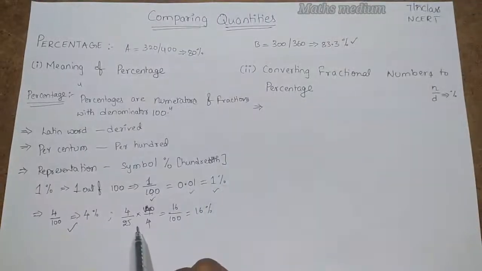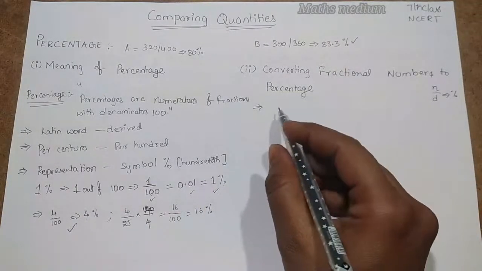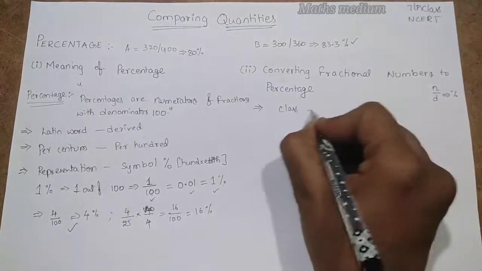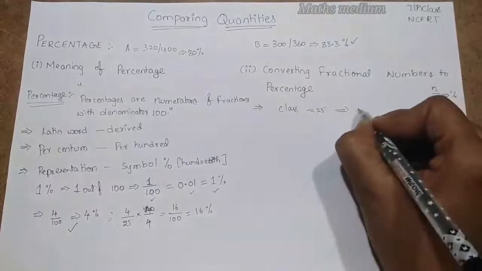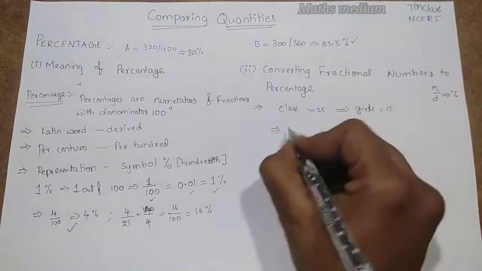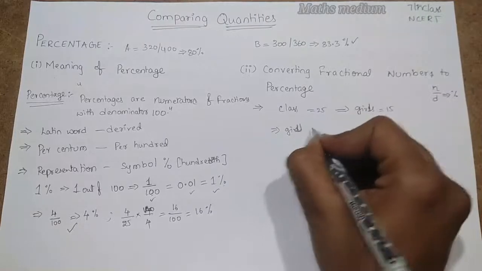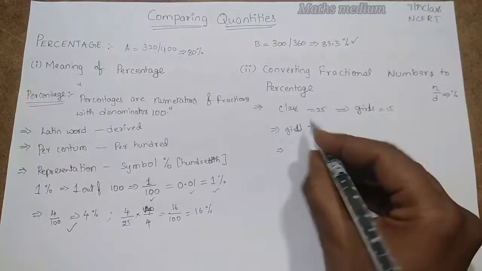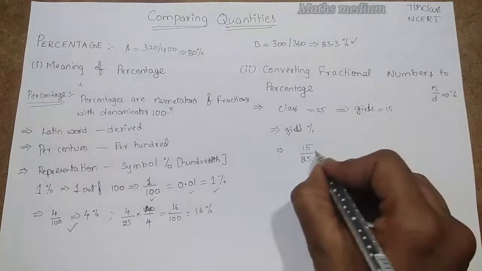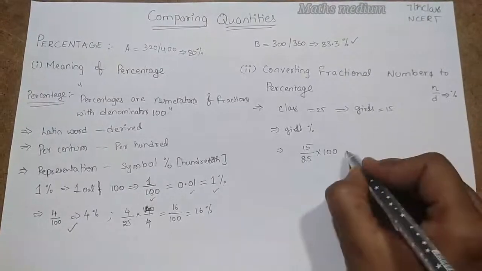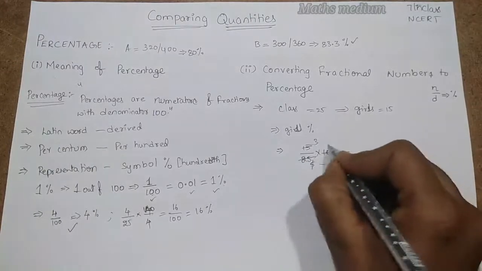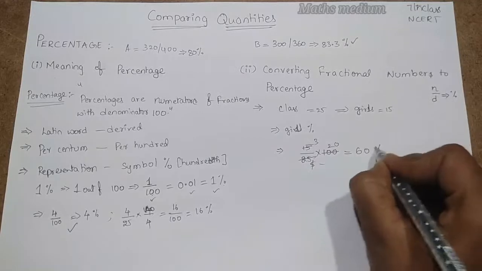We already discussed this, but let's take one example to get a better understanding. There is a class of 25 students. Out of 25, the girls are 15 members. Then we have to find the girls' percentage. 15 girls are there out of 25. Now we have to convert this into a percentage, so multiply by 100. If you solve this, 5 threes are 15, 5 fives are 25, so 3 by 5 into 100, 5 ones are 5, 5 twenties are 100, 3 twenties are 60. So 60% are girls.